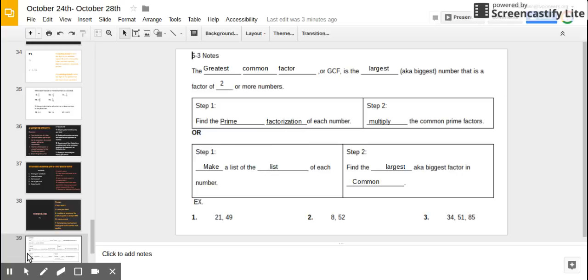So 5-3 notes are over finding the greatest common factor, and I already typed in the fill in the blank, so go ahead and pause it and then catch up on all that, and then I'm going to go work on the examples at the bottom.